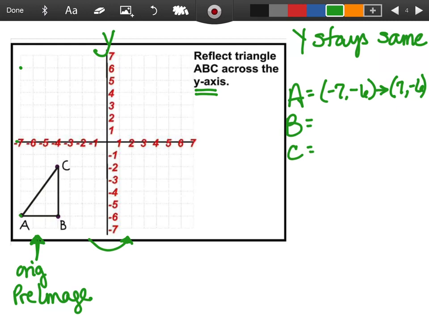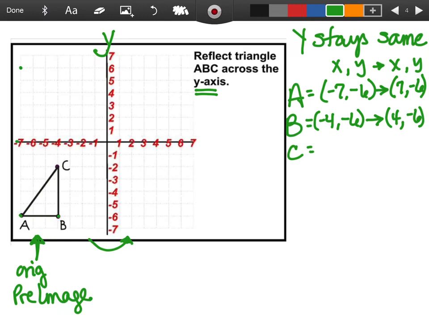Okay. Value for B is at -4, -6. So -4, -6, same thing. This time my -4, because that is my X value. So I've got my X comes first, always comes first. Okay. My X value changes to a +4. My Y value stays the same. Okay.